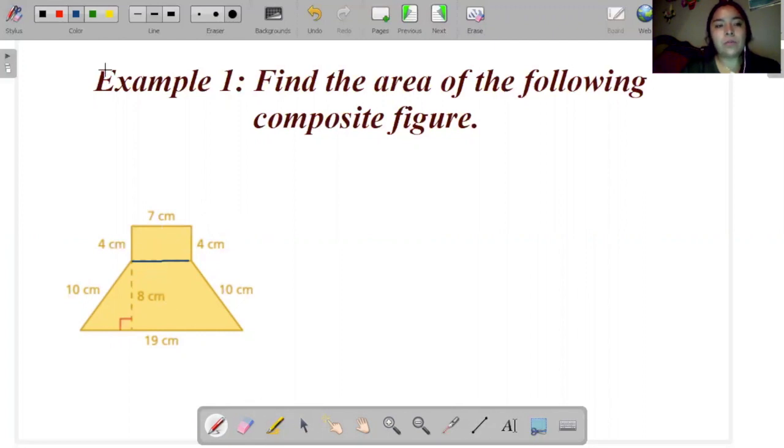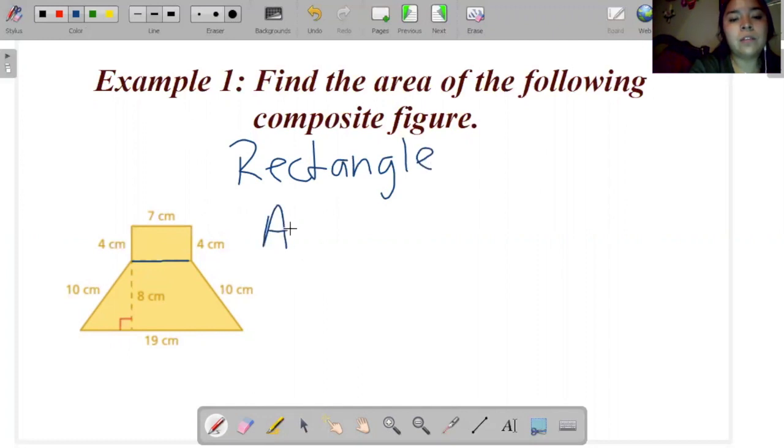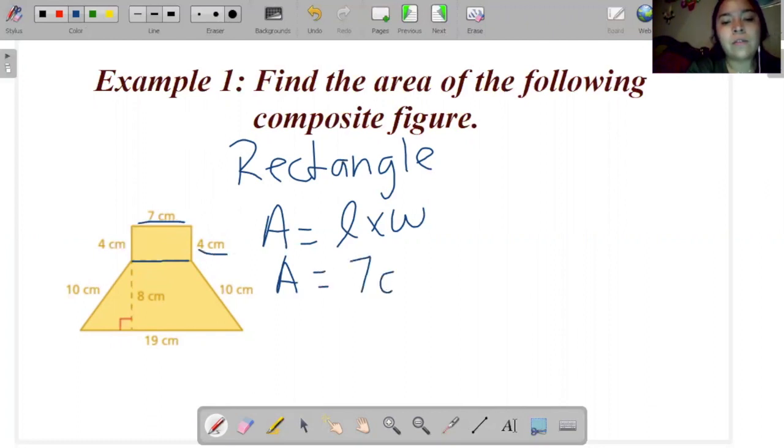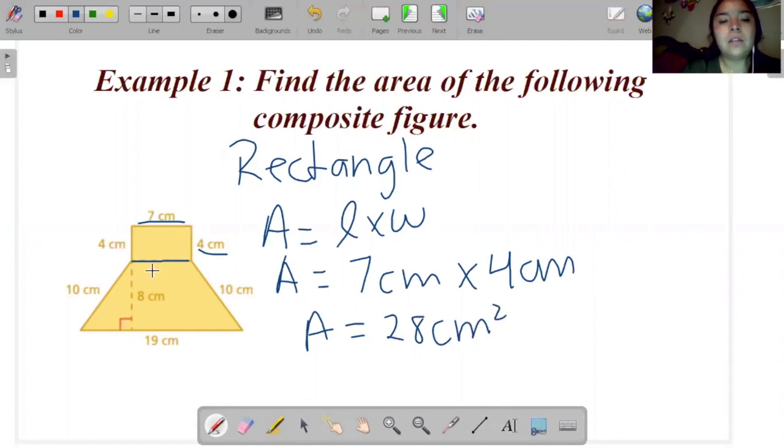So let's start with the rectangle. So we know that the formula to find the area of a rectangle is length times width. So our length is 7 and our width is 4. So A is equal to 7 centimeters times 4 centimeters. Our area is 28 centimeters squared. So the area of the rectangle is 28 centimeters squared.